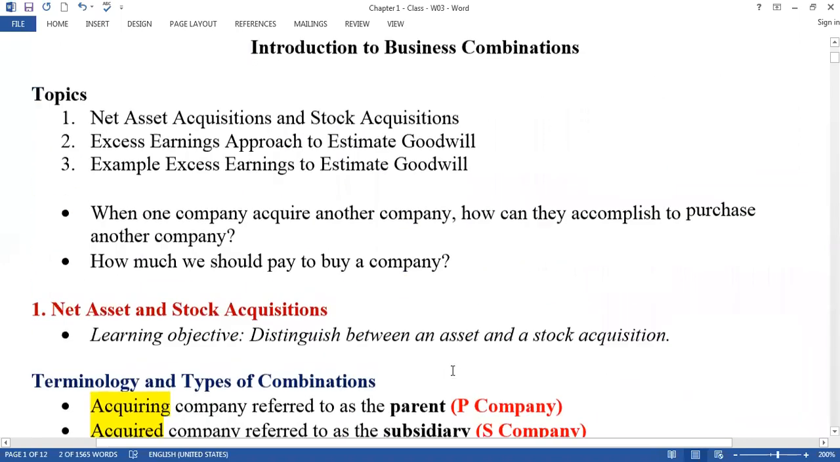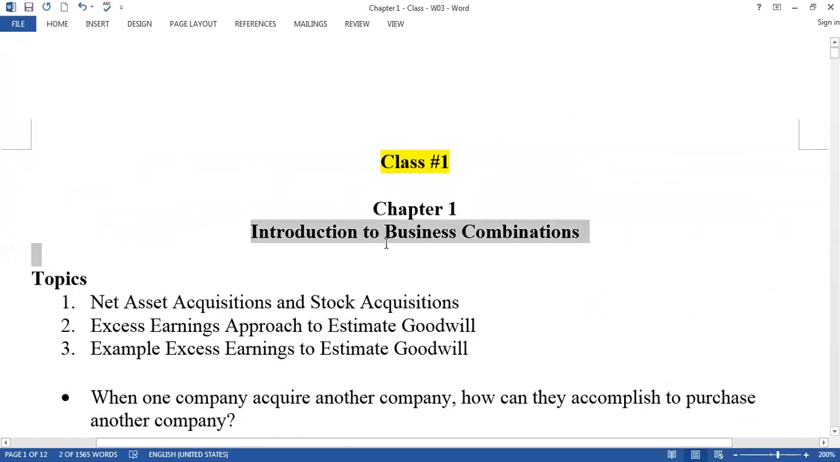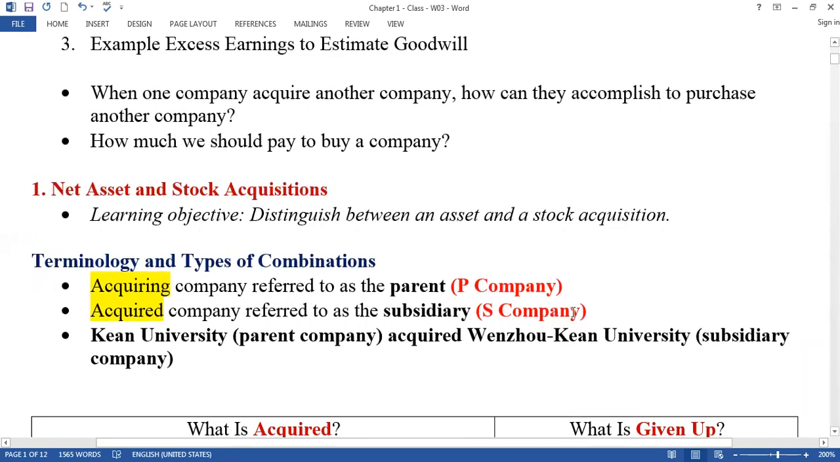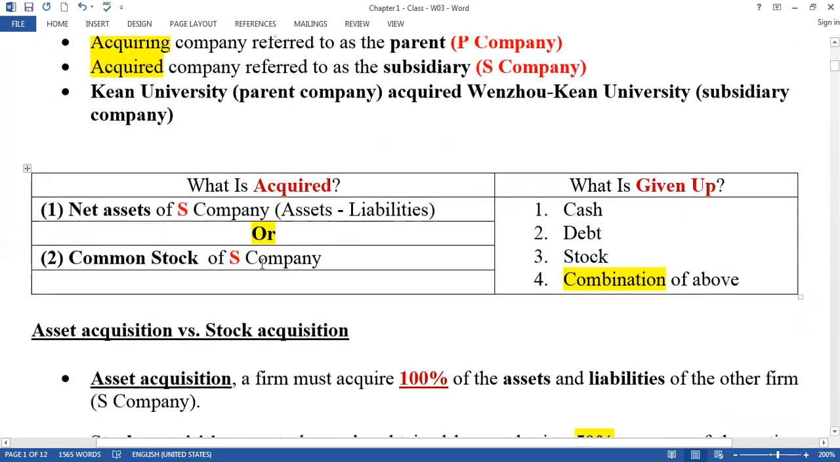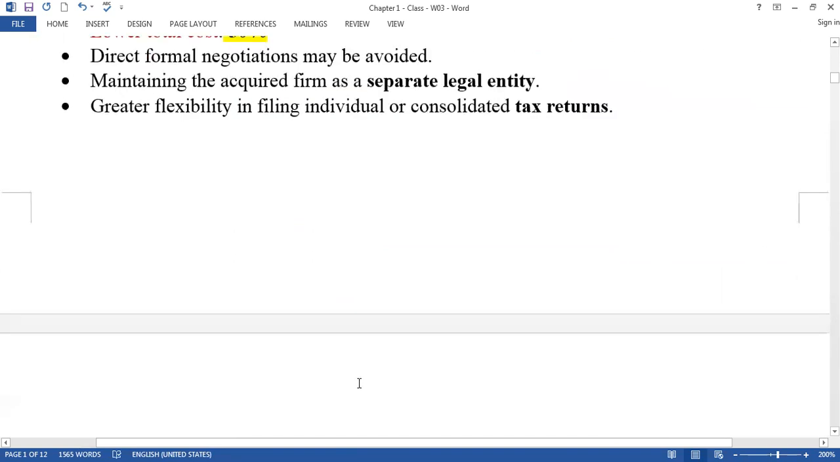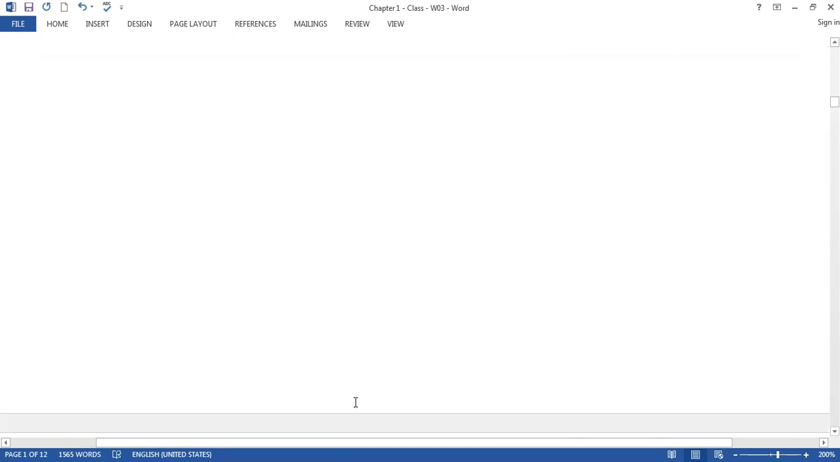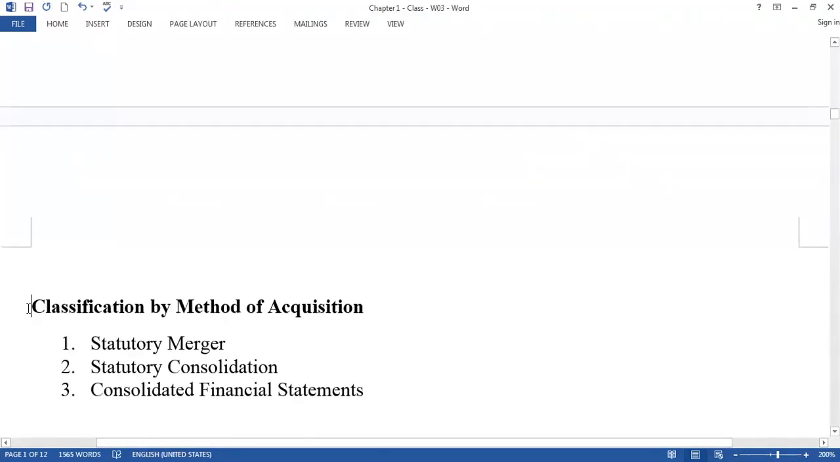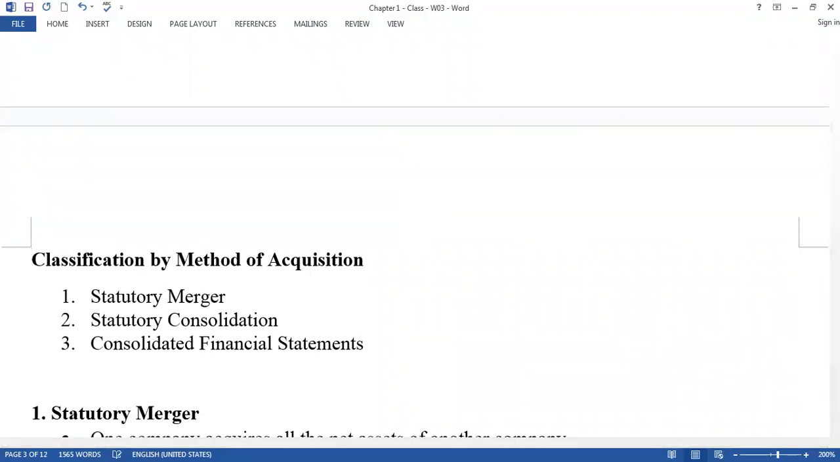Okay, our chapter title is Introduction to Business Combination, right? So you should understand very carefully and clearly what is the meaning of asset acquisition and what is the meaning of stock acquisition. Okay, any question from stock and asset acquisition? No question? Then let me explain another important terminology.